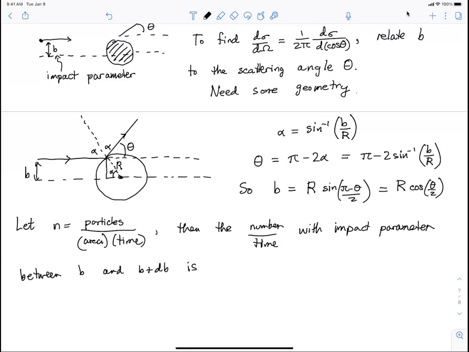Is just going to be, we're going to multiply by the area. So that's N times the area of the, if I draw a view from, this is the view from the Z direction where the particles are coming, that's B plus dB. And so we're calculating that area. Okay, and that's 2 pi B. That's the circumference of the inner circle times dB, otherwise known as the differential of area in terms of the impact parameter. So that's the area of this annulus. Okay, so we're just multiplying particles per unit area per unit time times area.